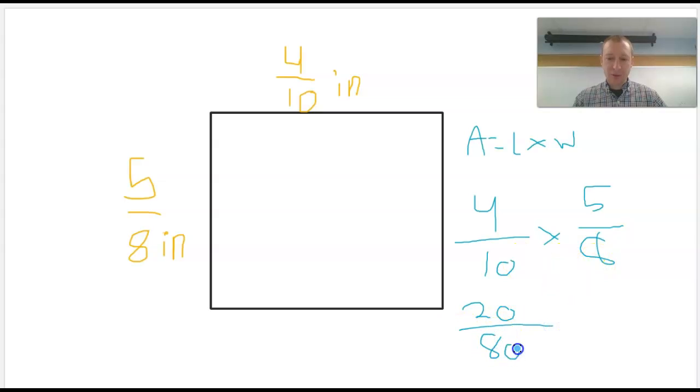Now I can simplify. What is the greatest common factor? They're both divisible by 20, actually, right? 20 goes into 20, 20 goes into 80. So I'm going to divide both of them by 20. 20 divided by 20 is 1. 20 goes into 20 one time. How many 20s are in 80? Let's see. 20, 40, 60, 80. 4. So 1/4, and these are inches, right? 1/4 inch squared. That's the answer.